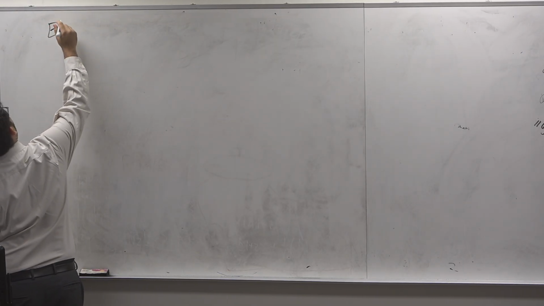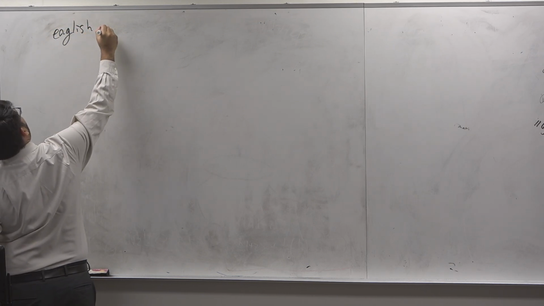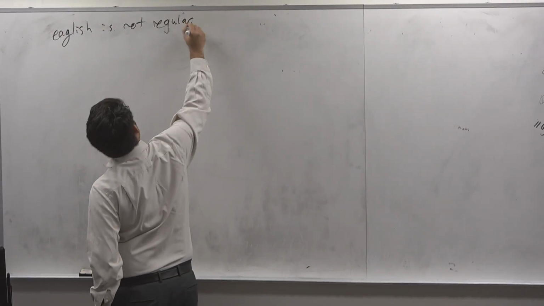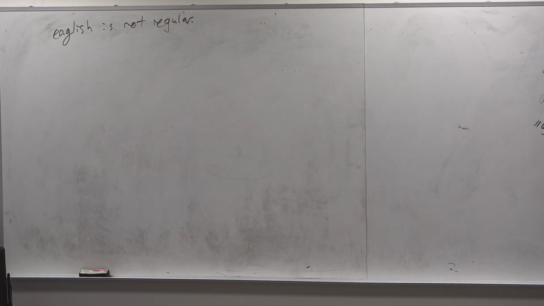English, and again, this could be any language. English is not regular. So a DFA may perhaps enumerate and explain some small part of English, but it cannot in totality explain all of English, right? Here is the classic argument.